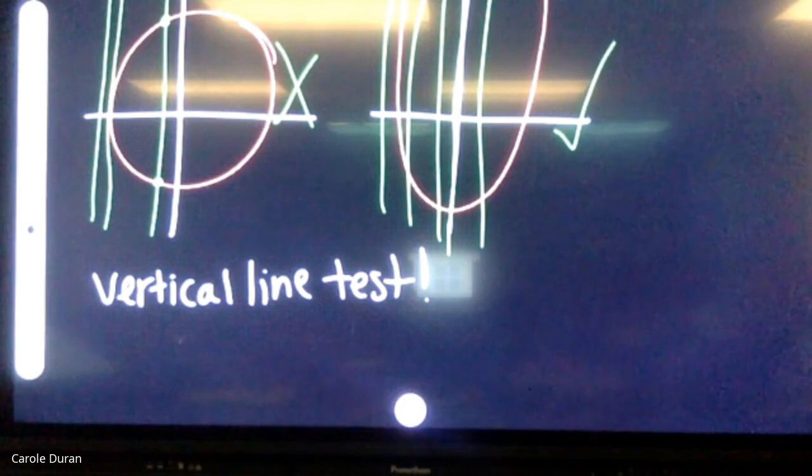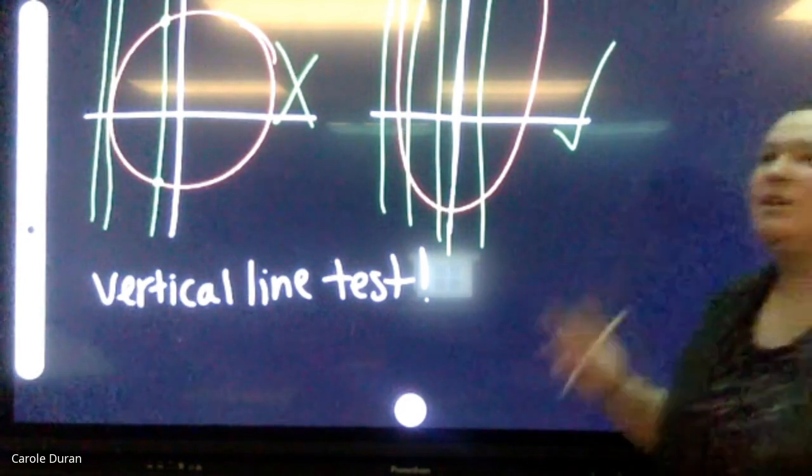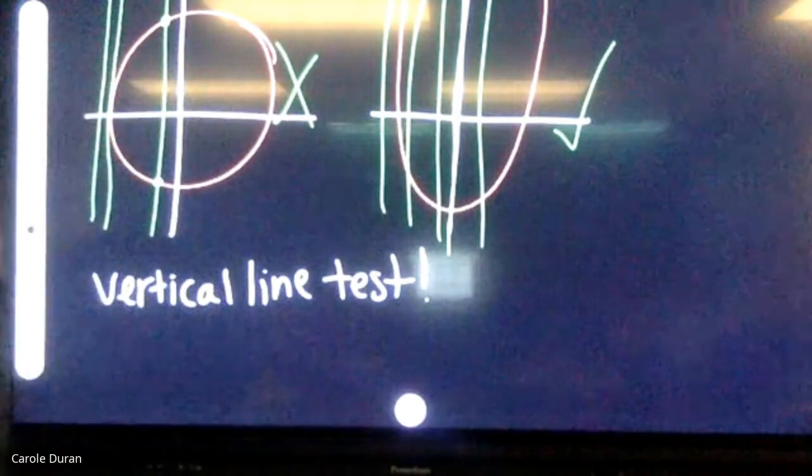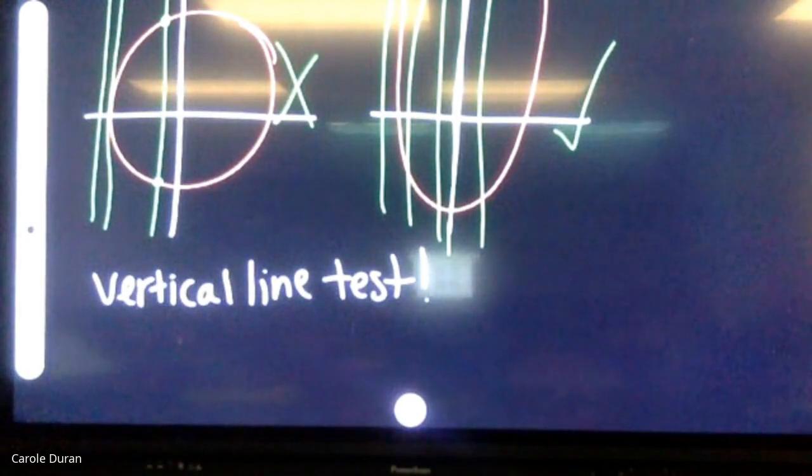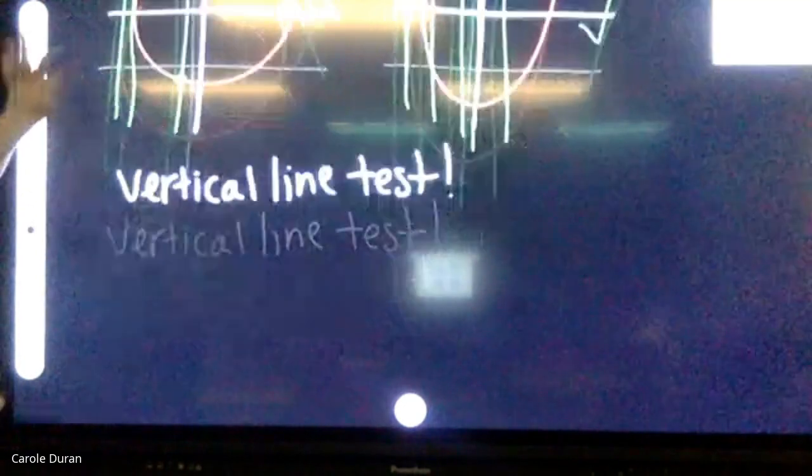So sometimes you can just look at it and see, but I still want you to test at least 3 lines for this. Do we have questions, confusions, or anything on my vertical line test? I'm going to have you do one on your own, and then we'll move on to the next piece. So on your own, I would like for you to determine if this graph passes or fails my vertical line test. So if it is or is not a function. Do it on your own.